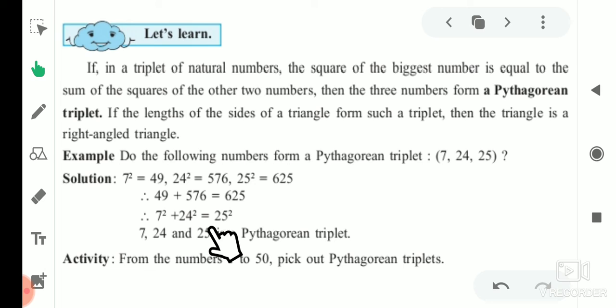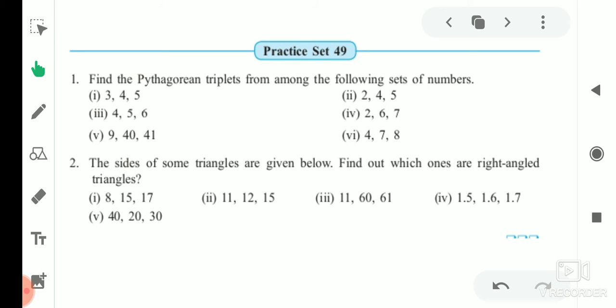Understood? It means that if three numbers are given and the square of the largest number is equal to the sum of the squares of the remaining two numbers, then those three numbers form a Pythagorean triplet. Okay, so here an exercise is given to you, and we have to find out the Pythagorean triplets among the following numbers. So here the greatest number is 5.